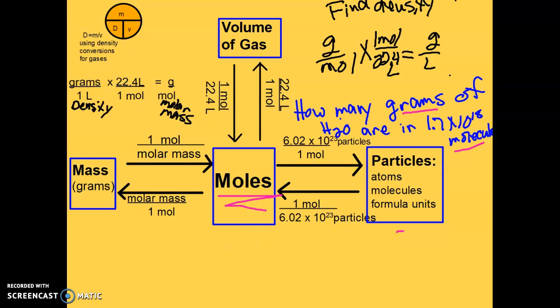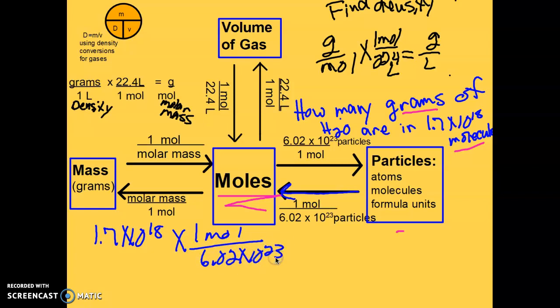So I'm going to just get rid of these arrows because they take up a lot of space, and I'm going to write this out. Let me see, 1.7 times 10 to the 18th. My first conversion factor is this one. This is molecules. Particles are molecules, right? So because I label these, remember my first step here is going to be, I'm starting with molecules.